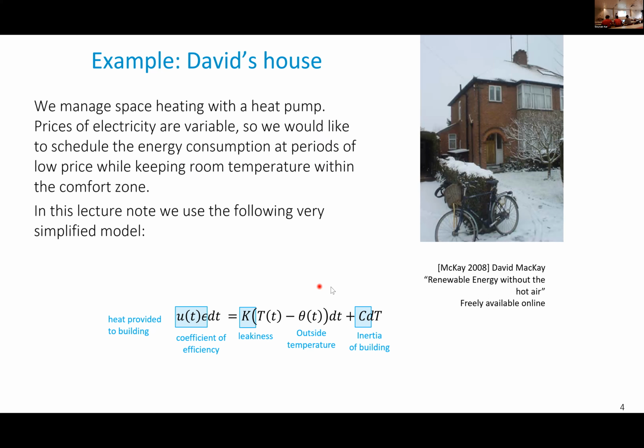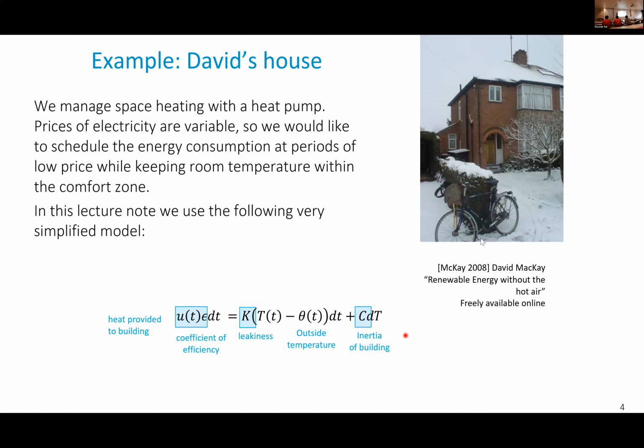To do this, you need a house model, and that's very easy to do. There is an excellent book that I take advantage of making a small advertisement to it. David McKay, the book was written in 2008. It's freely available online, and it's called Renewable Energy Without the Hot Air. David McKay, unfortunately, passed away a few years ago. He was a physicist who was interested in information theory and the energy problem. And this book contains all the physical model, all the numbers you need to do that kind of renewable energy control. For example, it has all the models for a house.